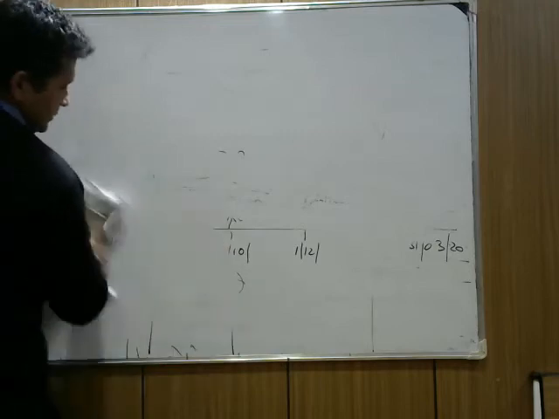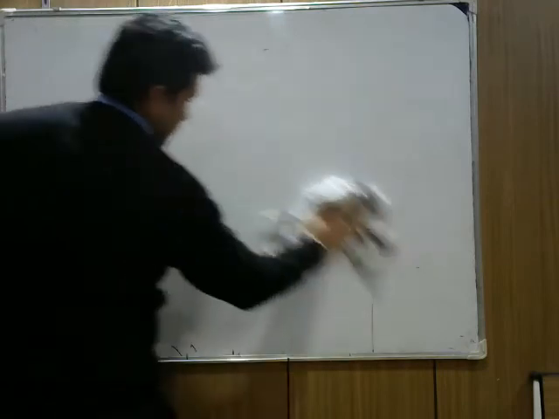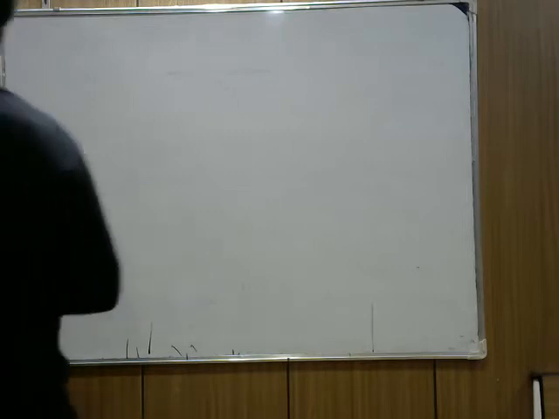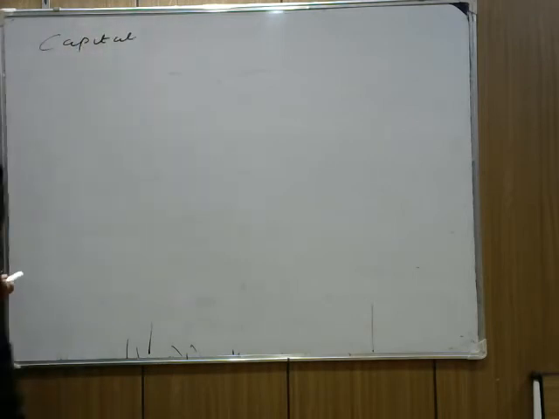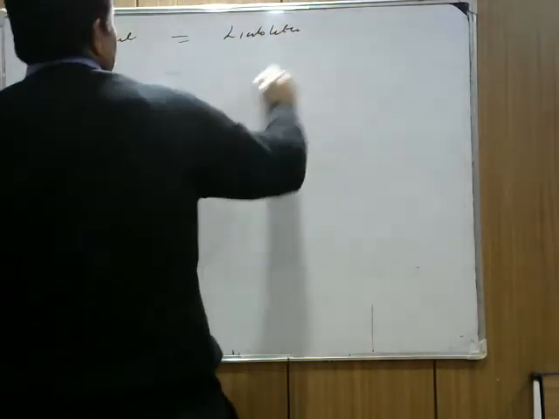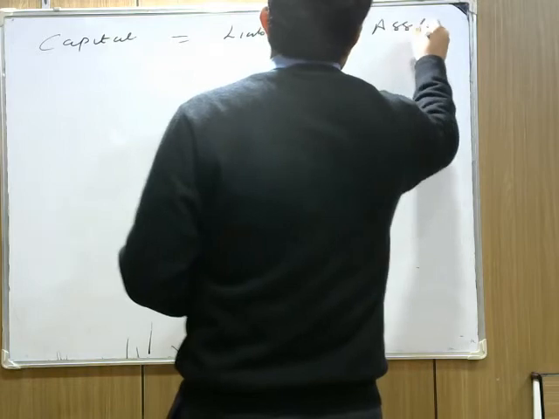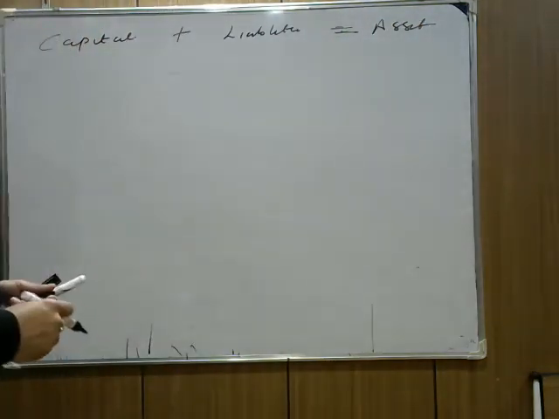I'll give you a transaction, you need to solve it. Now first thing, you understand one more term. You know what is capital. You know what is liability. And you know what is asset. We have already done: capital plus liability is equal to asset, or we call asset is equal to liability plus capital.